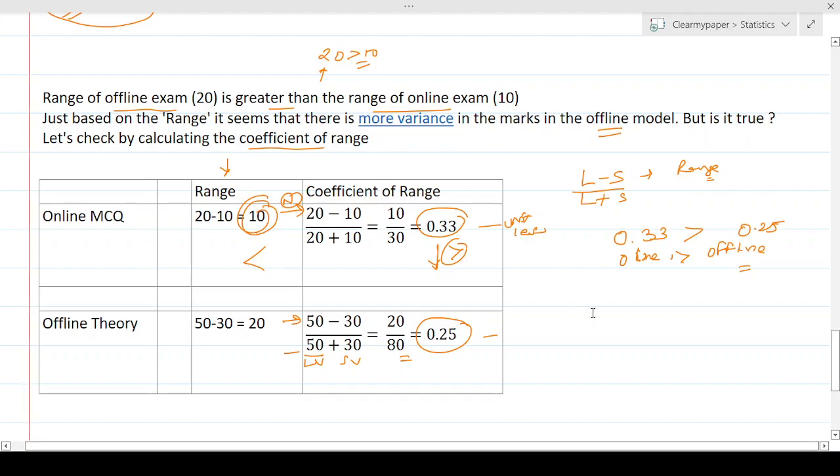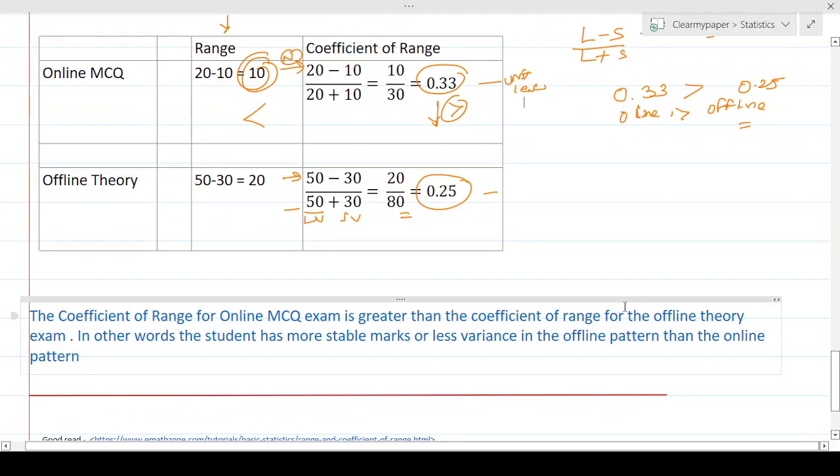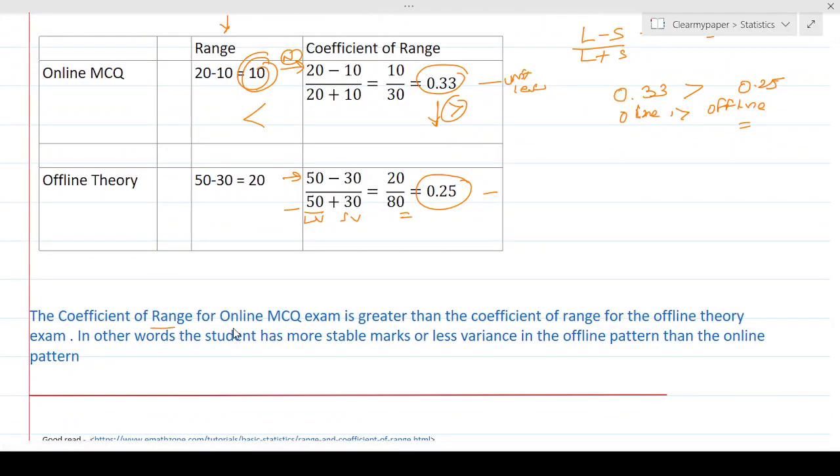And this is a classic example which proves that. So what do we conclude here? The coefficient of range for the online exam is greater than the coefficient of range for the offline. In other words, the students have more stable marks, or less variance, in the offline pattern than the online. The greater the number, the more the range, the more the variability. It works in the opposite way: the more the variability, the less the consistency. That's how we conclude that.